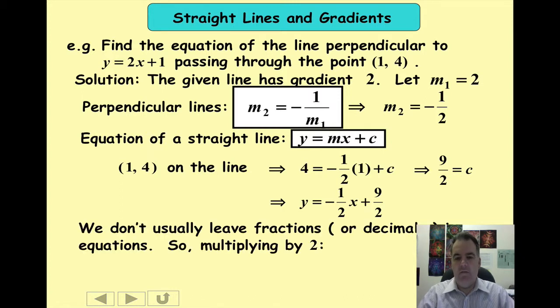Normally we don't like to leave the equations of lines like this, so if we multiply everything by 2, we get that, and then put everything over to one side, we now get the equation of the line in what we call standard form.